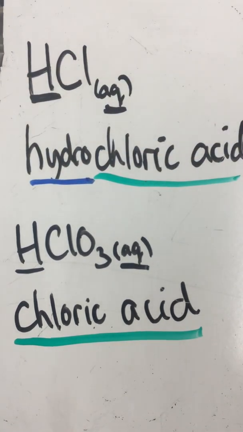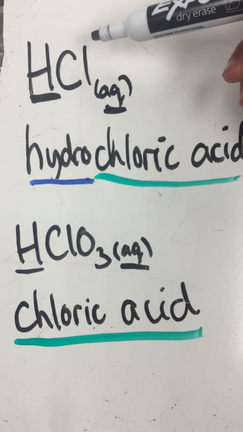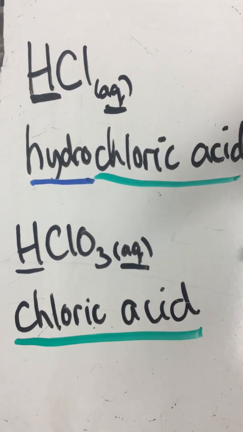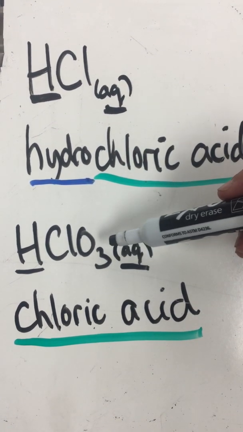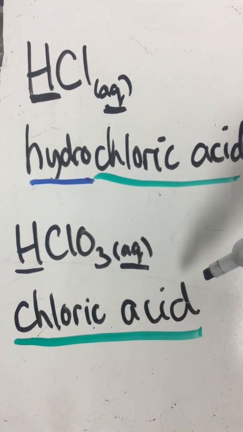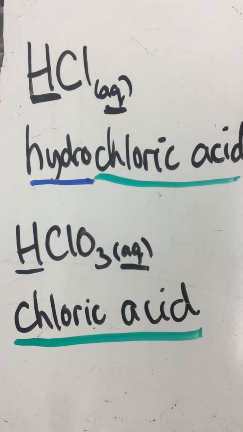And so I always think about it as when we have a smaller compound, so when it's just two elements, we actually have a longer name. So that's when we have that hydro. And when we have a bigger compound, so we've got three elements, then we actually have a shorter name. So the exact same thing as this, we just cut off that hydro at the beginning.